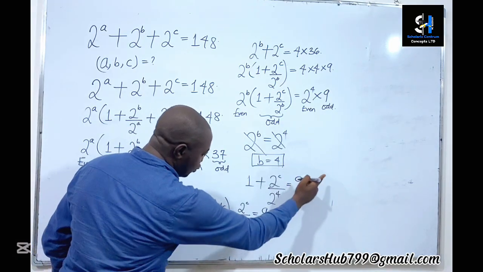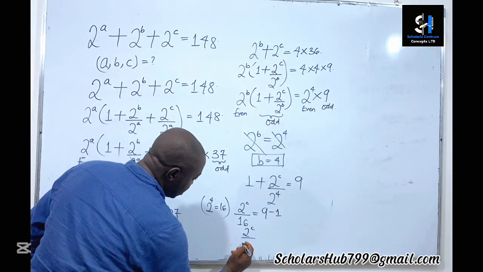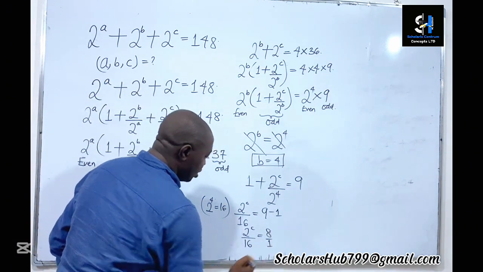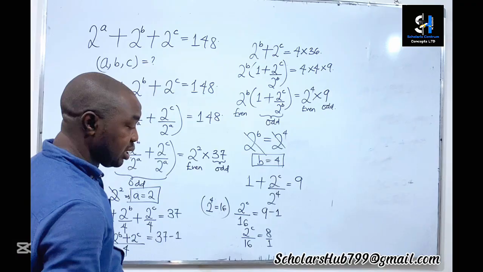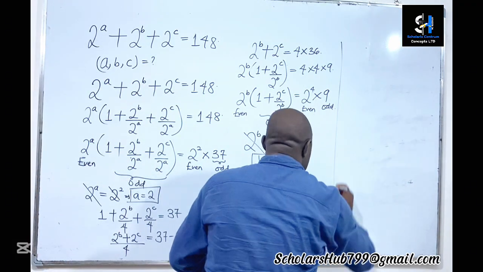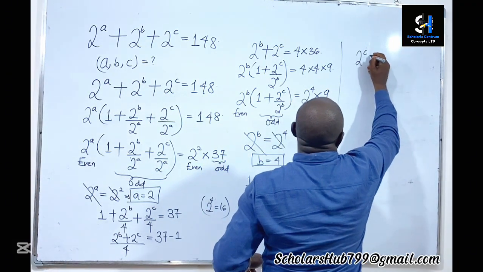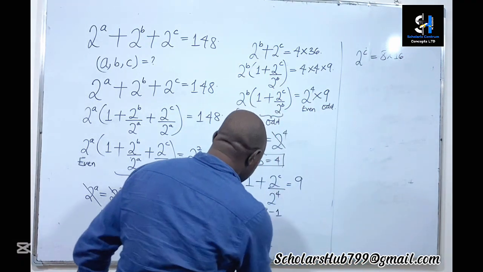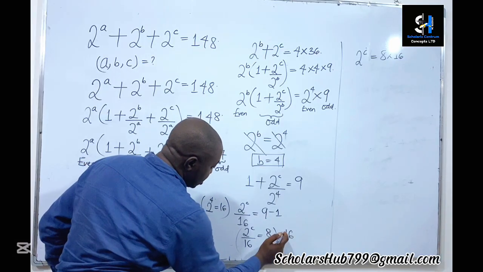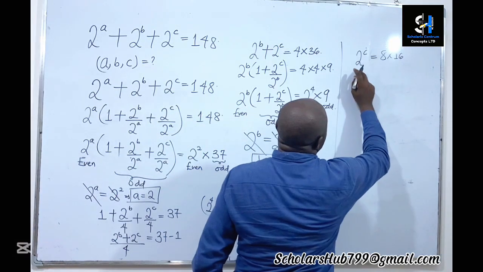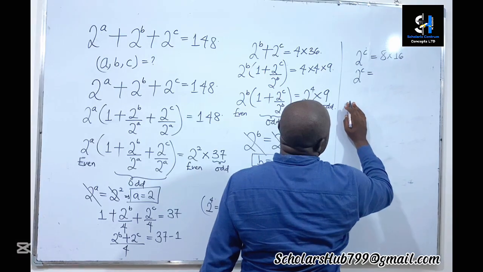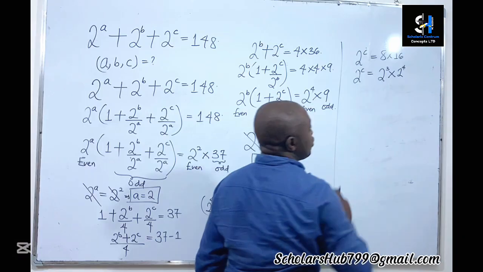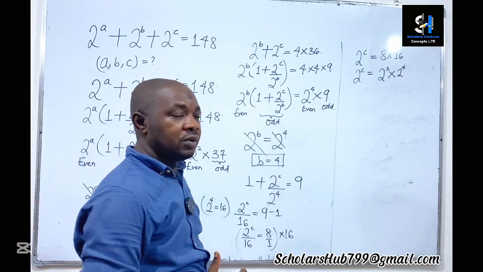Okay, when the 1 travels to the right-hand side, 2 exponent c over 16 will be equal to 8. Now we can just what? We can multiply both sides by 16. When we multiply both sides by 16, this will reduce to 2 raised to the power of c equals 8 times 16. All right, so the left-hand side will be 2 raised to the power of c. Now, this is 2 raised to the power of 3 times 2 raised to the power of 4. 2 raised to the power of 3 is 8. 2 raised to the power of 4 is 16.